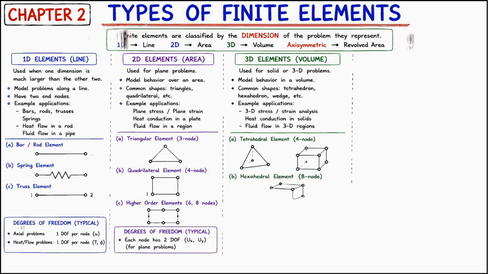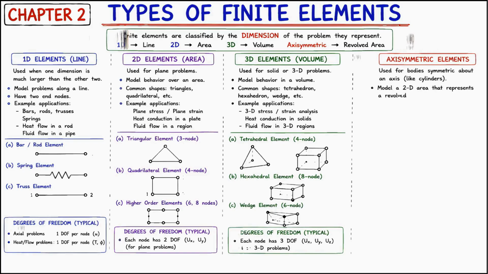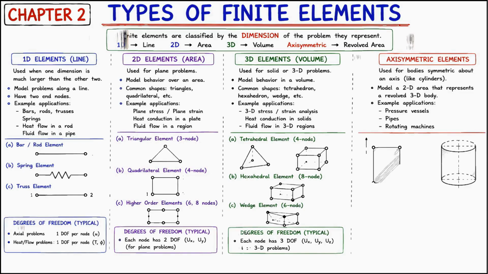Finally, we have axisymmetric elements. These are used for bodies that are symmetric about an axis. Examples include pipes, pressure vessels, storage tanks, and rotating machine components. Instead of modeling the complete three-dimensional body, we only model a two-dimensional cross-section and mathematically revolve it about the axis. This approach significantly reduces computational time while still producing accurate results.